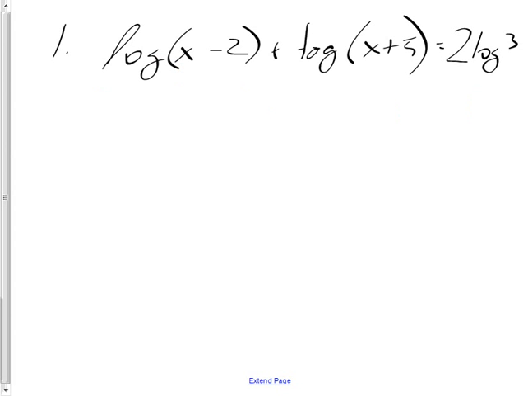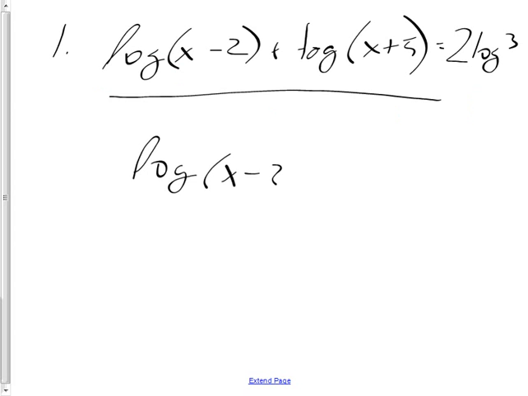All right. This first one, think about this. You got something that's plus that can be put together. Exactly. So it's going to turn into log(x - 2)(x + 5) equals... this one's got that pesky 2 in front. Could I fix that so that I can just cancel my logs off really easy? Yes, put that 2 up as a power here like that.